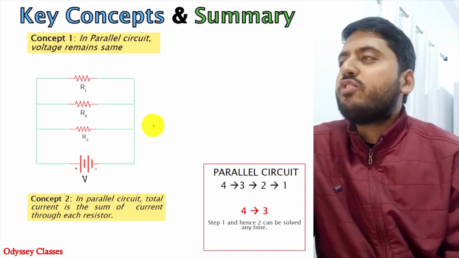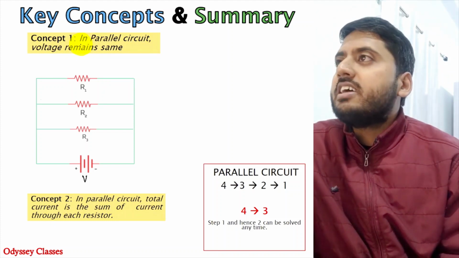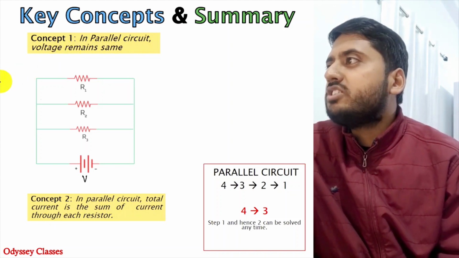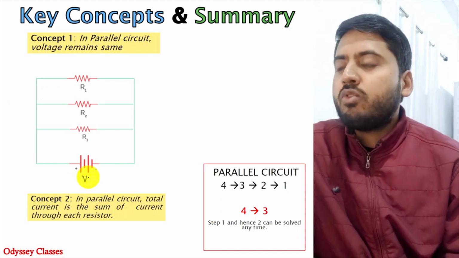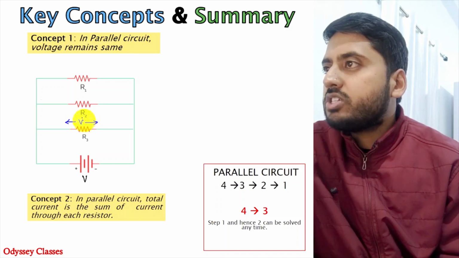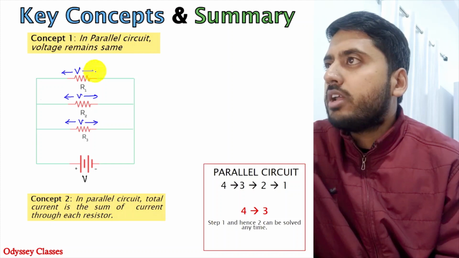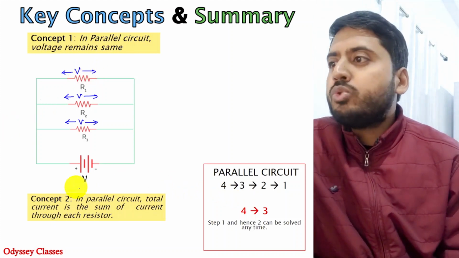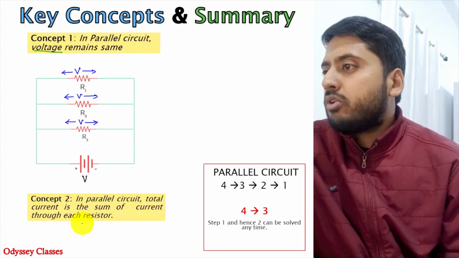In case of a parallel circuit, concept 1 is, in a parallel circuit, voltage remains the same. So if the supply voltage is, let's say, 10 volt or 20 volt, the same voltage will be applied across each resistor. This is concept number 1. Now concept number 2 is about current. This was about the voltage, and now this is about the current.